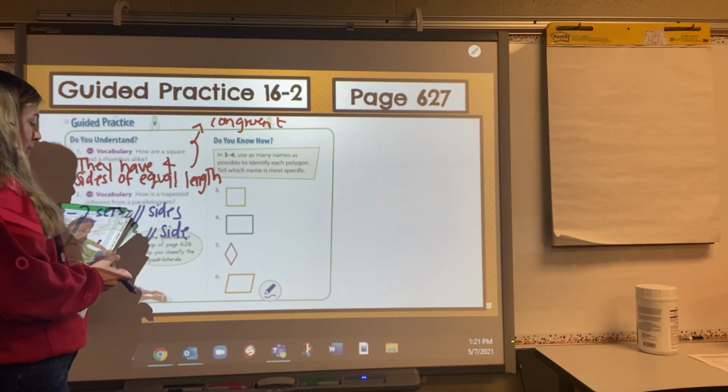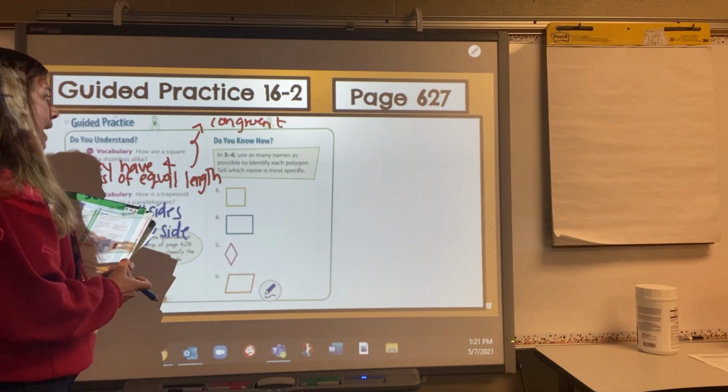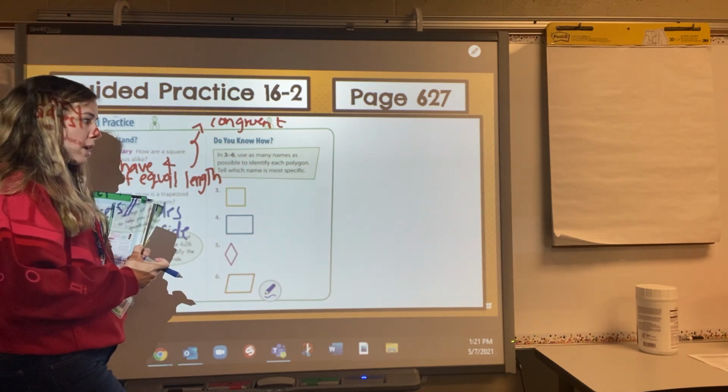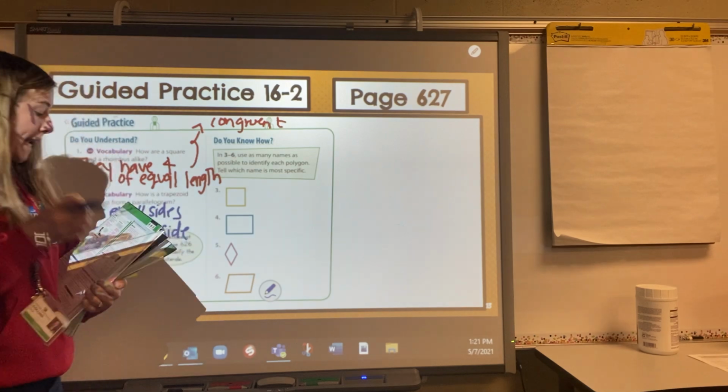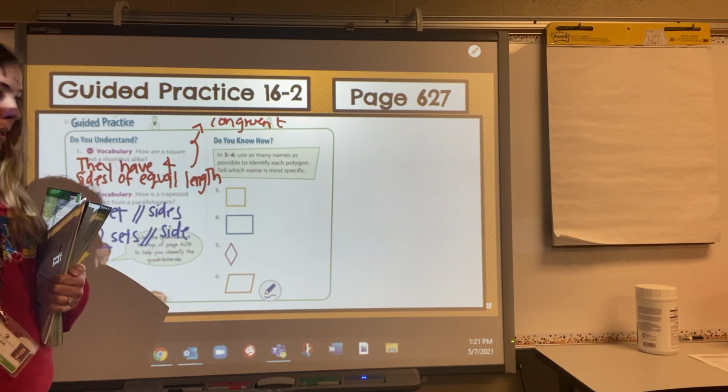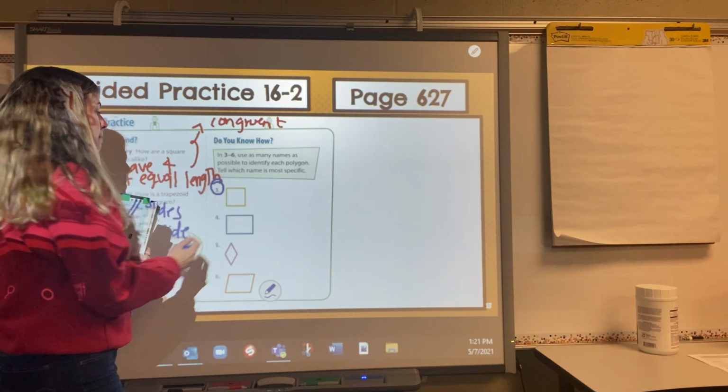Okay, and 3 through 6, use as many names as you can to classify each polygon. Tell which name is most specific. Again, you can go back and use page 626 to classify. Start with number 3.